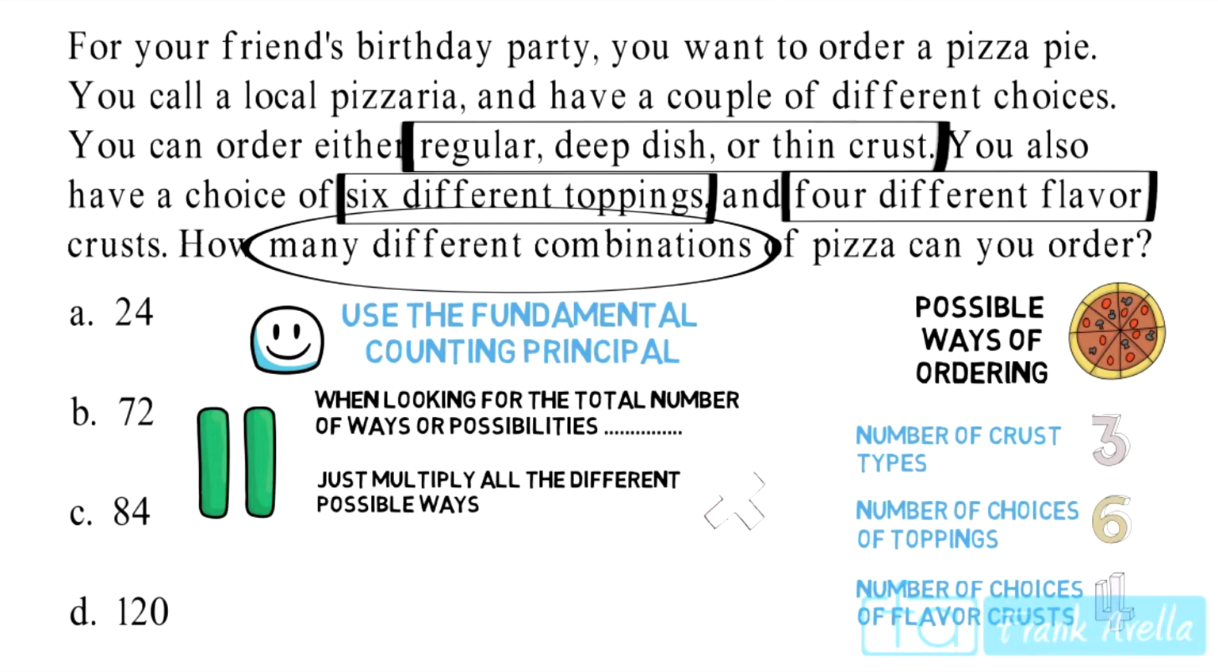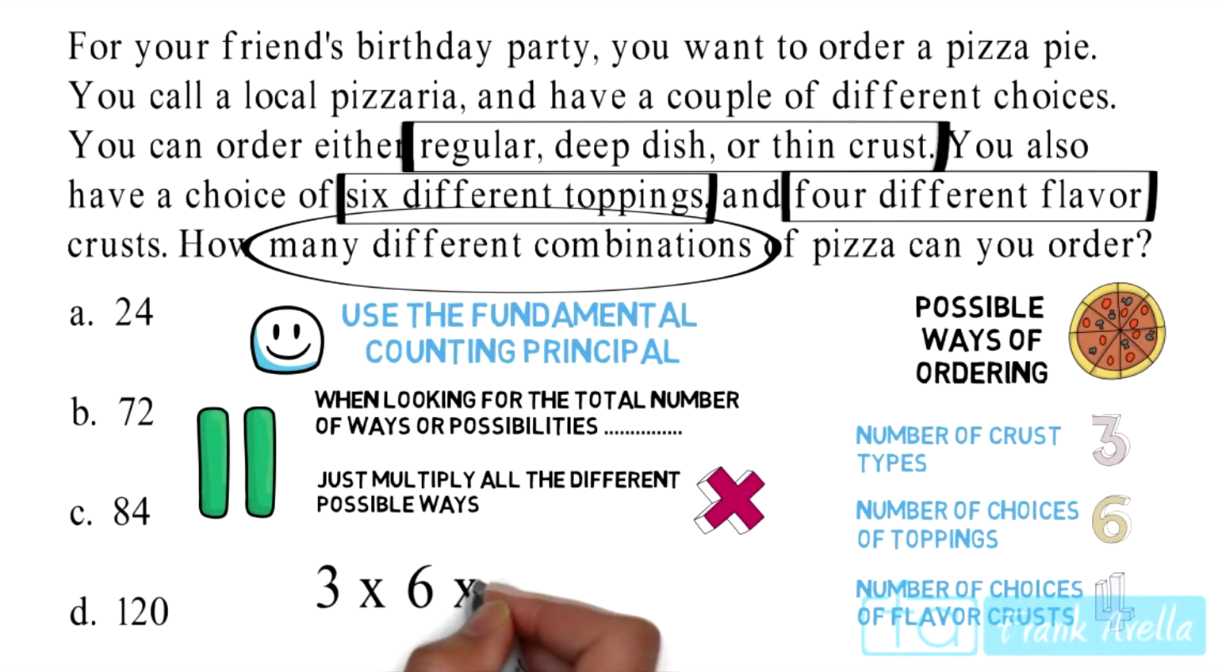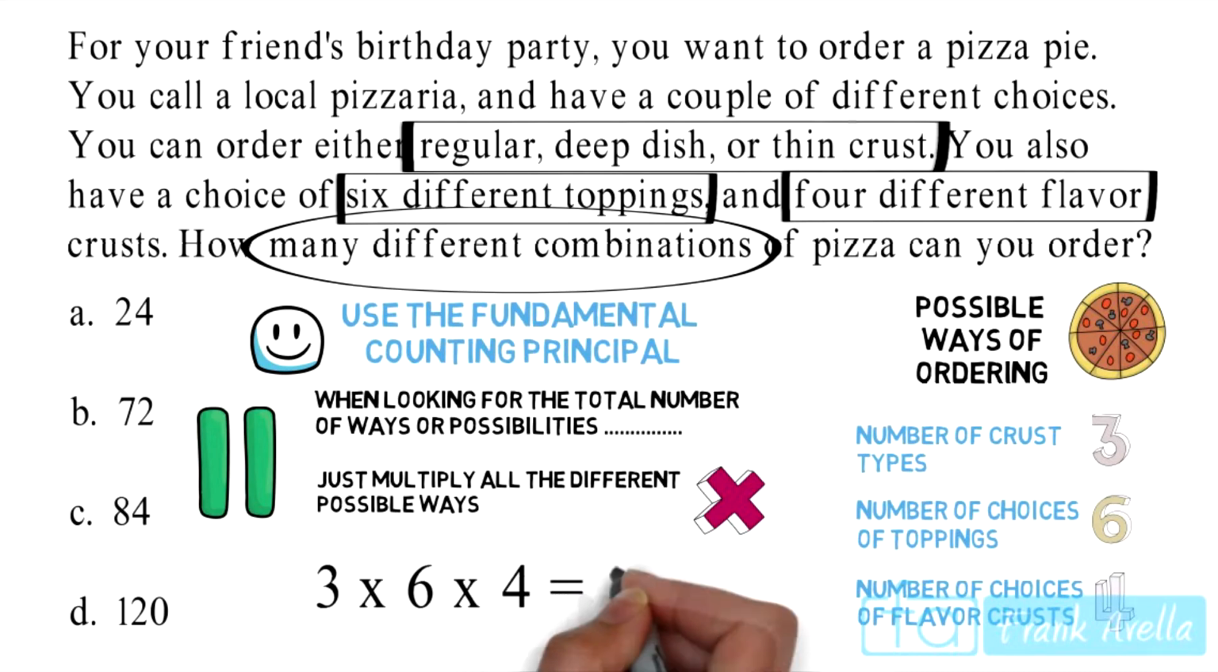And looking back at the fundamental counting principle, we're going to remember to multiply. So now we're going to simply multiply 3 times 6 times 4. And that gives us 72, which leads us to choice B. And please go on to the next problem.